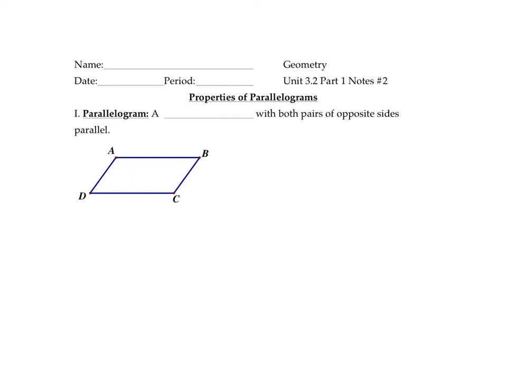Hi everyone. In today's lesson from Unit 3.2, we'll be taking a look at the properties of parallelograms. First, a parallelogram is defined as a quadrilateral with both pairs of opposite sides parallel.